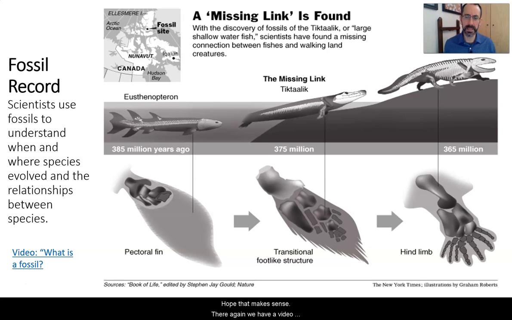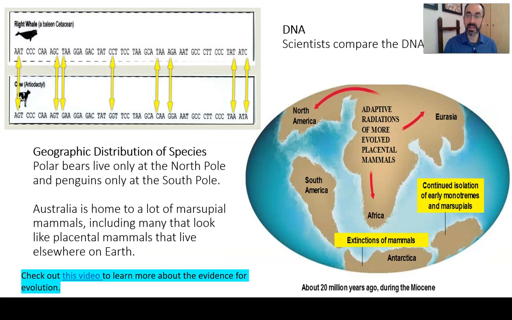Okay, so hope that makes sense. There again, we have a video that explains more about this, actually that talks about whales. The last two pieces of evidence I want to explain are geographic distribution of species and DNA. Geographic distribution of species is related to fossils. We tend to find organisms that are more closely related to each other live nearer each other. So more closely related species live closer to each other than species that are less related.